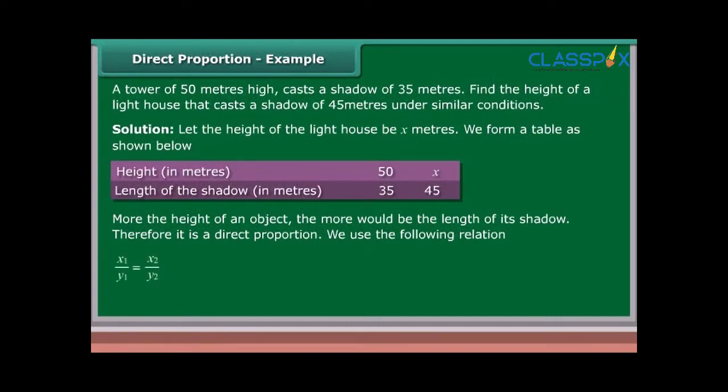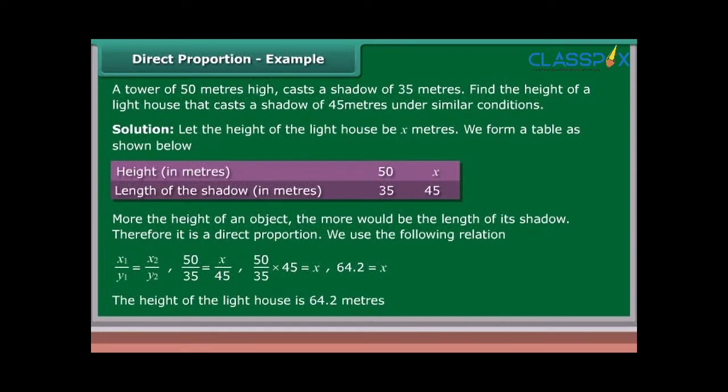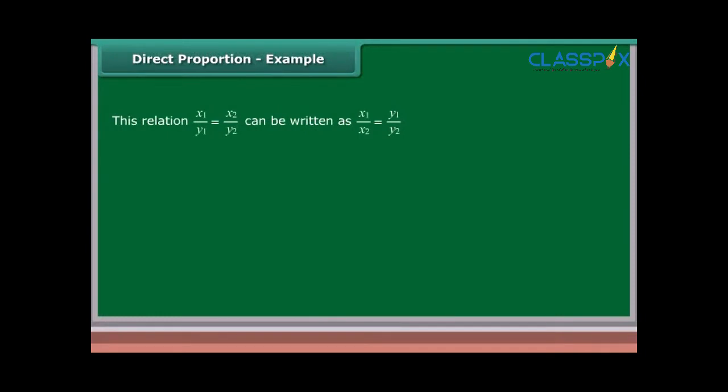X1 upon Y1 is equal to X2 upon Y2. 50 upon 35 is equal to X upon 45. 50 upon 35 into 45, which equals X. 64.2 is equal to X. The height of the lighthouse is 64.2 meters.